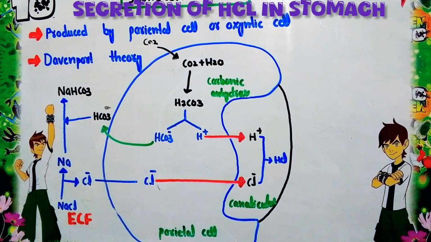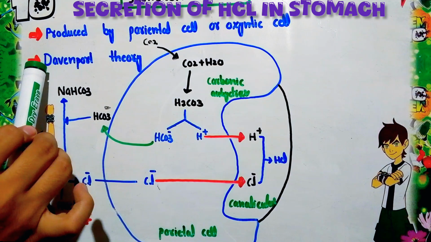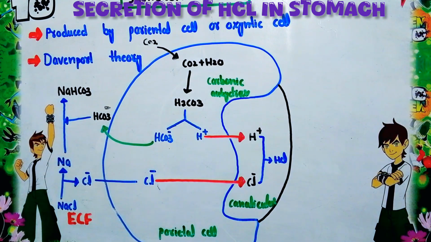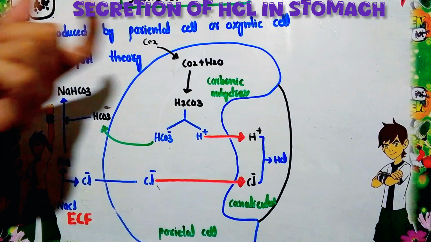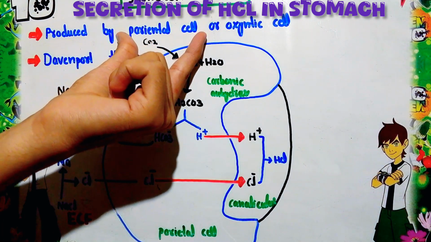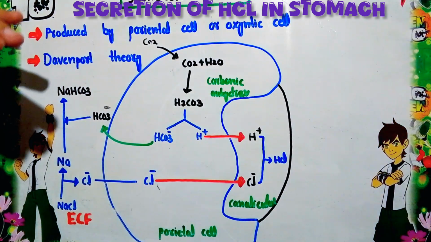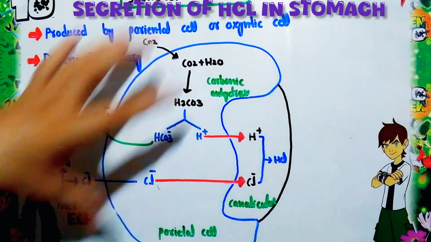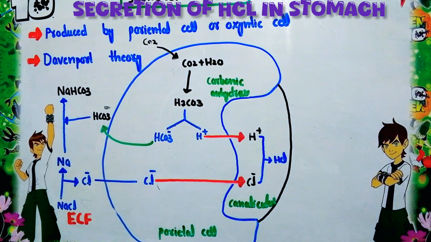This process of secretion of HCl by the parietal cell is explained with the help of a theory called the Davenport theory. This theory mainly explains how the parietal cell is able to secrete HCl. But before discussing this, we will see the overall structure of the parietal cell.